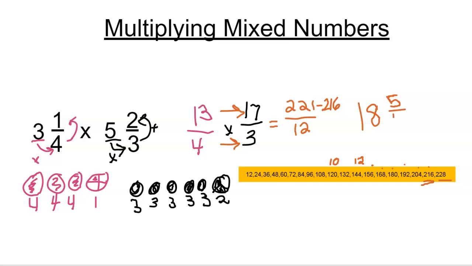If your students are struggling with figuring this out when it's a really large number, you could always have them add, and that reinforces that multiplication is just repeated addition. If they ever aren't sure how to multiply by something, they can always write out the addition to get it. So we can say that 3 1/4 times 5 2/3 is 18 5/12.